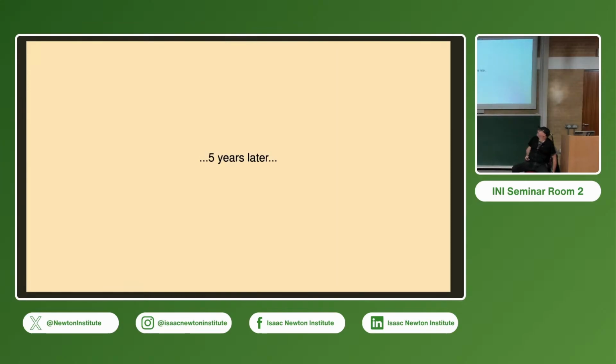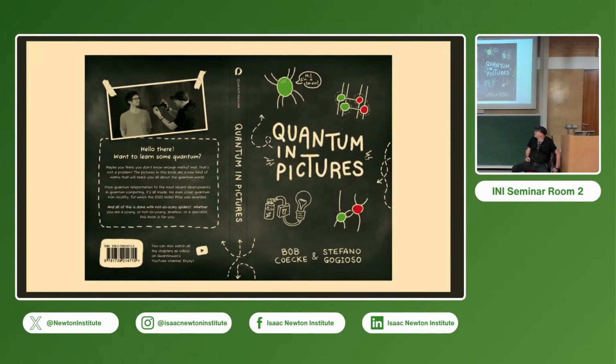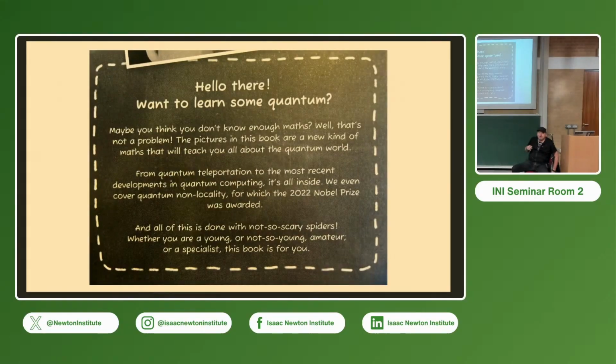Okay, 5 years later, Stefano Coggioso, who's a former Cambridge student, by the way. I think he was an undergraduate student and a master's student here. He did his PhD with me in Oxford. We wrote this book, which I, of course, mentioned yesterday, Picturing Quantum Processes, and the key about this book is you don't need to know any maths. The only thing you need to know is angles. You need to know what an angle is like, like 30 degrees, 90 degrees, stuff like that.